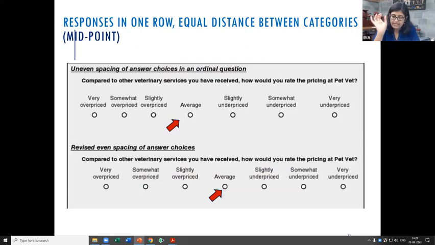Same thing here. Each anchor, each option should be equidistant from the other one. Here in the first case, these 4 are very close to each other, and these 3 are far apart. So really the midpoint looks like this, but actually the midpoint is average. So you have to space out the options so that they are equidistant from each other.